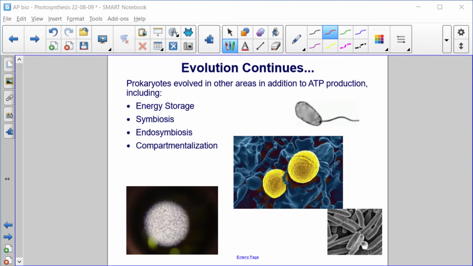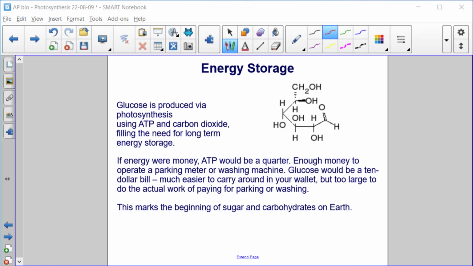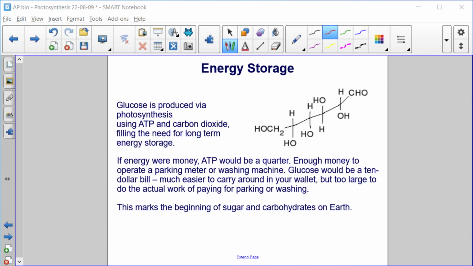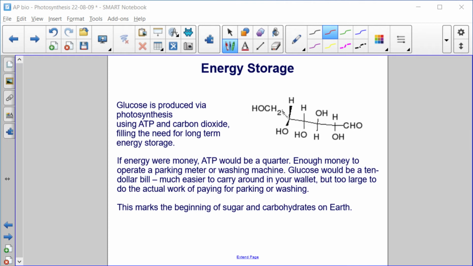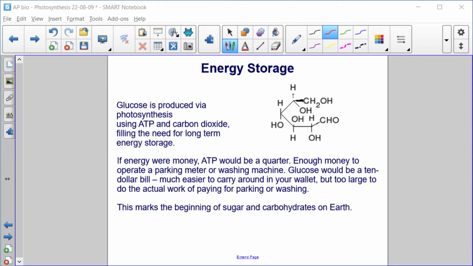Prokaryotes evolved in other areas in addition to ATP production, including energy storage, symbiosis, endosymbiosis, and compartmentalization. First, energy storage. Glucose is produced via photosynthesis using ATP and carbon dioxide, filling the need for long-term energy storage. If energy were money, ATP would be a quarter, enough money to operate a parking meter or washing machine. Glucose would be a $10 bill, much easier to carry around in your wallet, but too large to do the actual work of paying for parking or washing. This marks the beginning of sugar and carbohydrates on Earth.